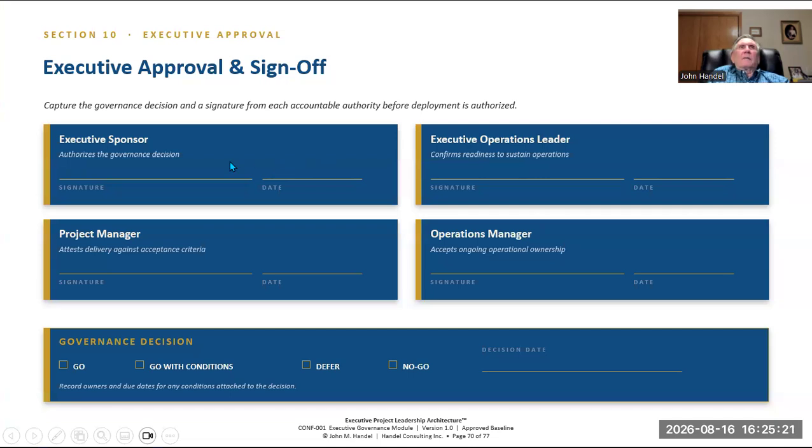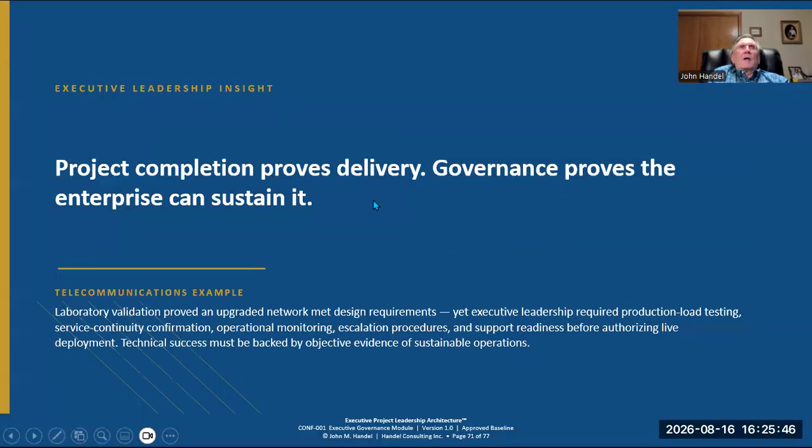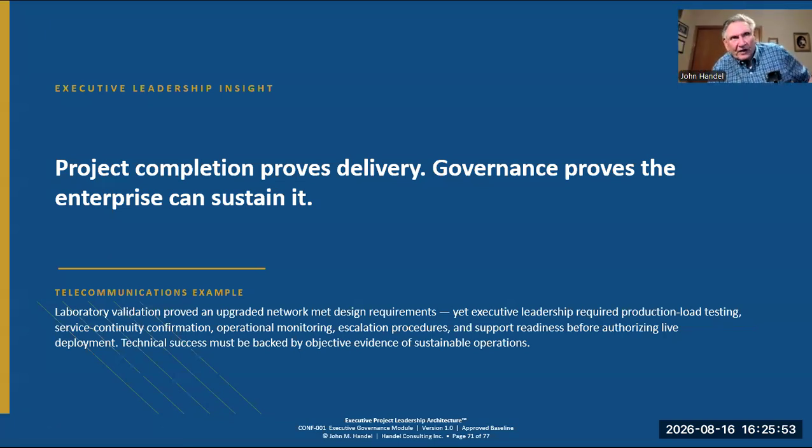So there's a sign-off paper sheet. The executive sponsor signs off, the operations leader signs off, the project manager signs off that they delivered all the proof that the project was okay, the operations manager signs off, and then there's the governance decision overall on what they're going to do. So project completion proves delivery. Governance proves the enterprise can sustain it.